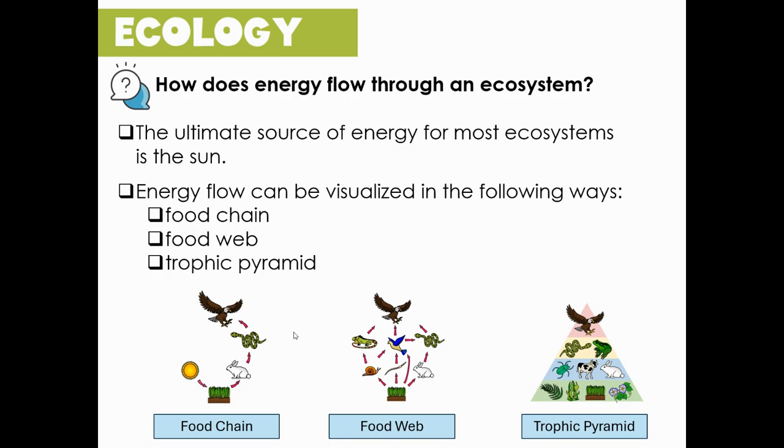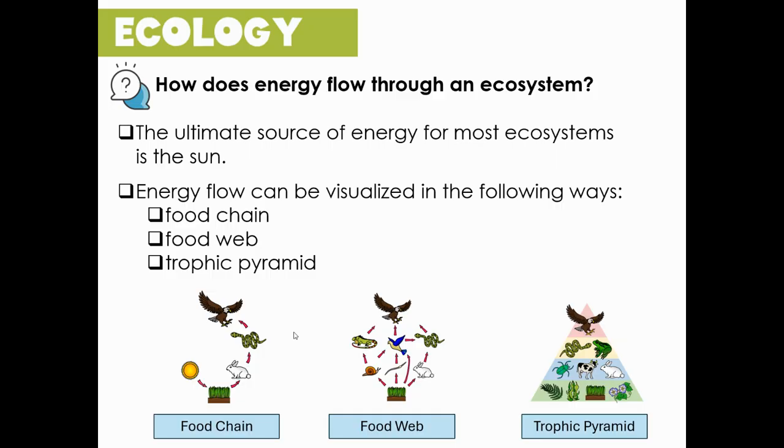The next question that we want to try to answer is, how does energy flow through an ecosystem? So remember, the ultimate source of energy for most ecosystems is the sun. And energy flow can be visualized in 3 different ways, that we talked about this year. So with food chains, this is a more simplistic version of energy flow. A food web is more complex. It shows multiple feeding relationships.